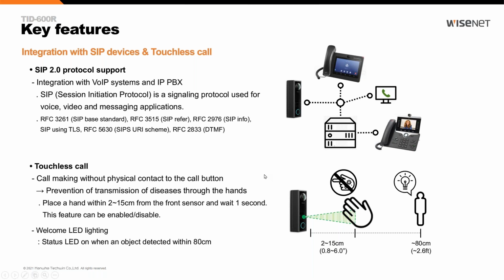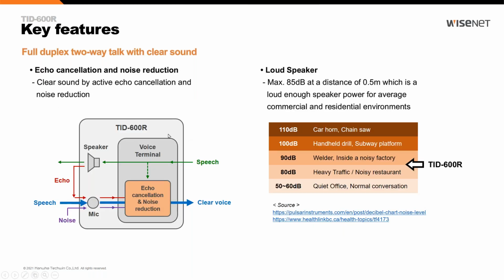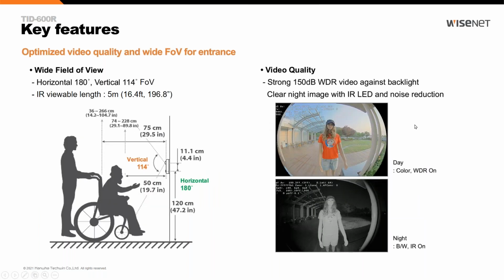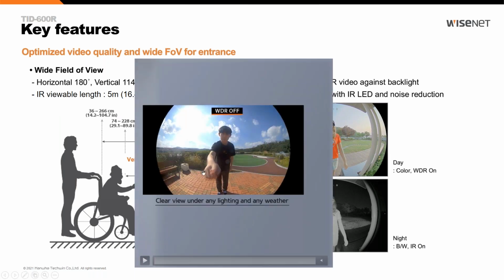Okay, so here we go. So the person can call, it can go to one telephone or multiple telephones, or he can use a touchless call, and he can also make the call to the VMS software. Okay, so the audio level is good enough to handle a noisy background. So daytime, nighttime, it will work perfectly fine because it has IR. So any lighting condition, it is suitable.